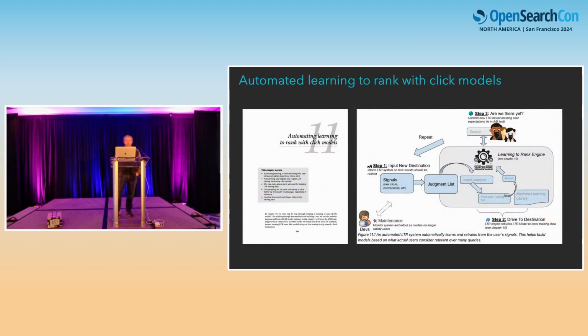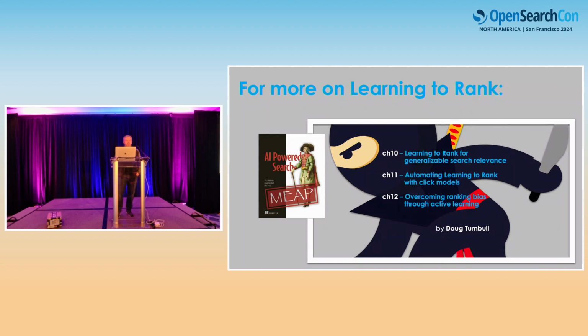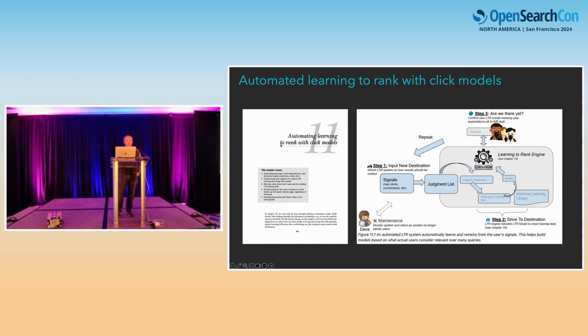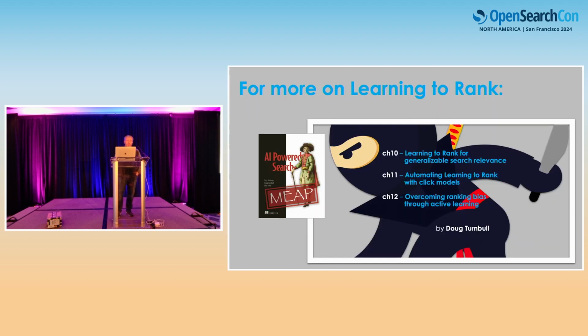Again, not going to spend much time on this, but chapter 10 in the book covers building and deploying learning to rank models. Chapter 11 covers automating learning to rank with click models. So this is learning implicit judgments from the user's behavior and using those to train your learning to rank model automatically. And then chapter 12 is on overcoming various ranking biases from these models through active learning.